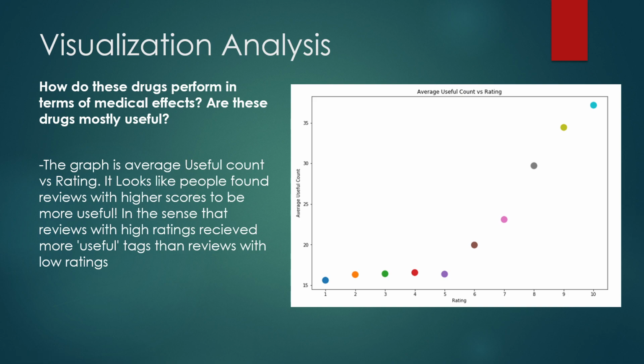So how do these drugs perform in terms of medical effects? What are these drugs mostly used for? I calculated the average useful count number and compared it with the rating, so I created this graph. It is not hard to find that reviews with higher scores seem to have a higher useful count number.